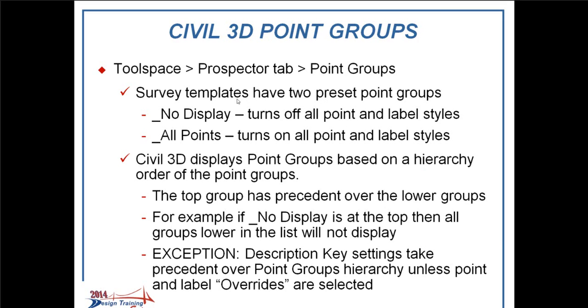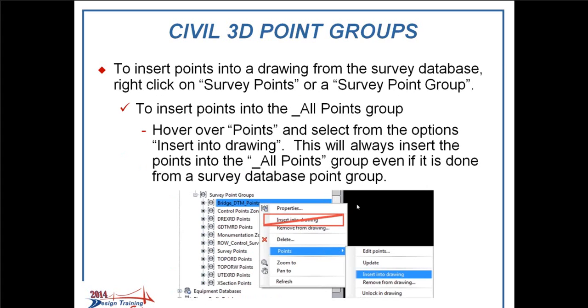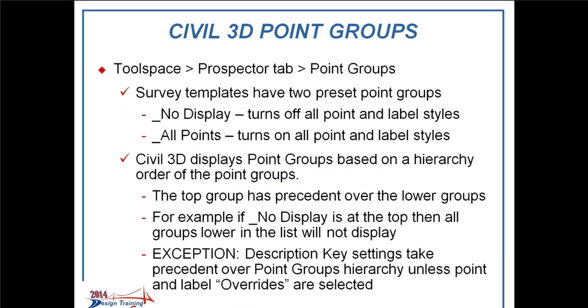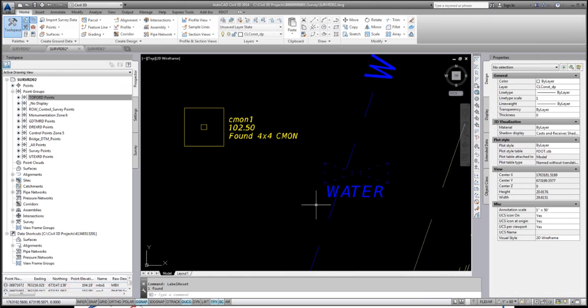So in the tool space, in the prospector tab, and under point groups, the survey template has two preset point groups: no display, as I showed you, and all points. Civil 3D displays point groups based on the hierarchy or the order of the point groups. The top group has precedence over the lower groups. If no display is at the top, then all the groups lower in the list will not display. Sorry, a little ahead of myself there. Exception, description key settings take precedence over point groups hierarchy unless point label overrides are selected.